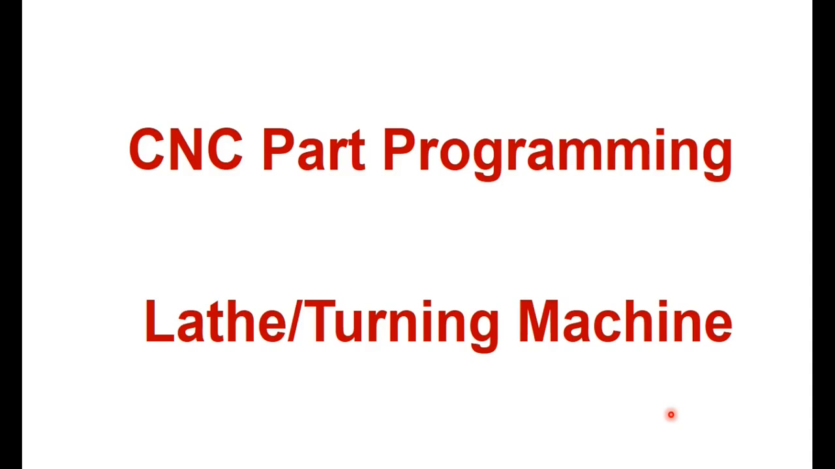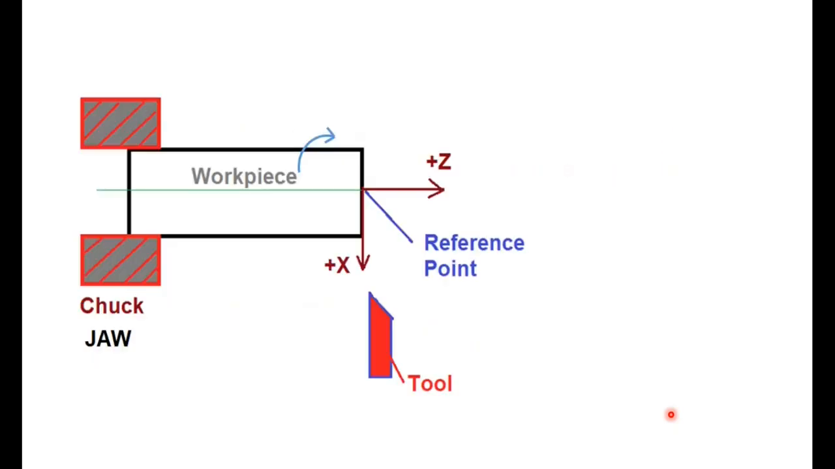Let's start the CNC part programming for a lathe or turning machine. First we will understand some basics of a CNC lathe machine, and then we will move to the programming part. This represents a simple circular workpiece. Whatever the black color is shown is the workpiece, and this part is the chuck and jaw. The chuck is the place where the spindle rotates, and the jaws are what hold the workpiece. There may be soft jaws, and there may be hard jaws also.